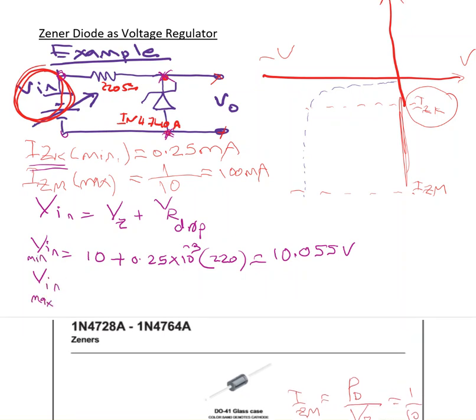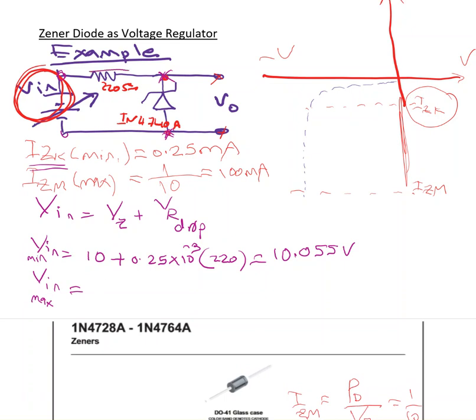The maximum value of Vin will be when I have the maximum amount of current flowing here, and that will be again 10 plus 100 milliamps multiplied by 220. If you calculate this number, it will be equal to 32 volts, because the voltage drop here by itself is equal to 22 volts. So this is 32, and as such I can say that this Zener diode can regulate an input voltage.